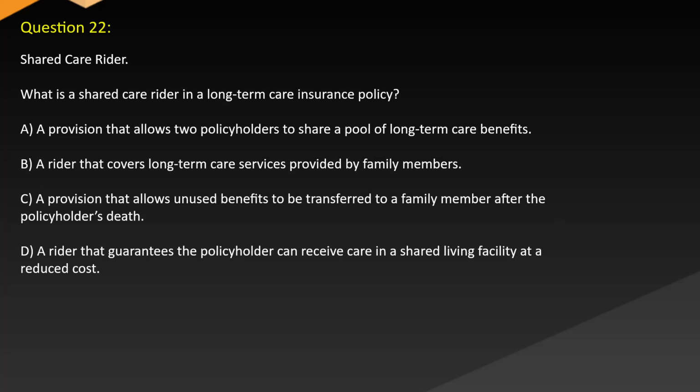Question 22. Shared care rider. What is a shared care rider in a long-term care insurance policy? A. A provision that allows two policyholders to share a pool of long-term care benefits. B. A rider that covers long-term care services provided by family members. C. A provision that allows unused benefits to be transferred to a family member after the policyholder's death. D. A rider that guarantees the policyholder can receive care in a shared living facility at a reduced cost.